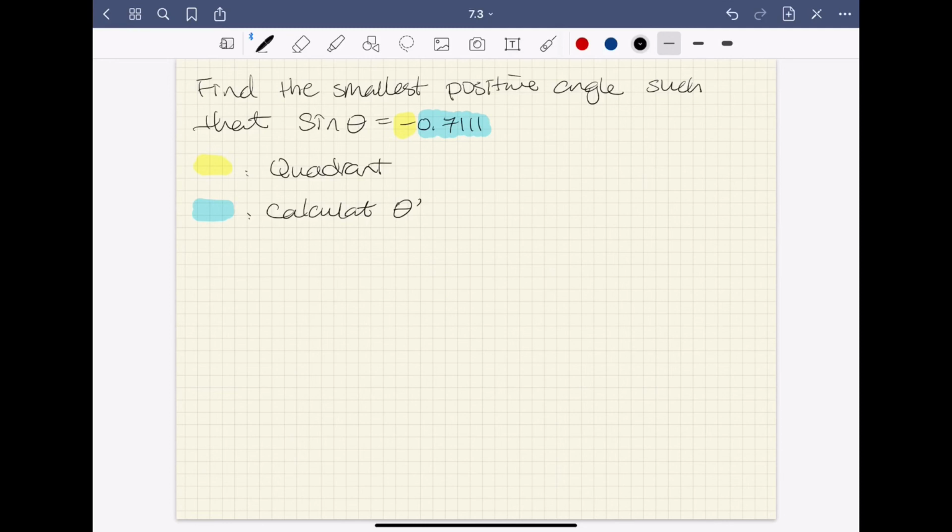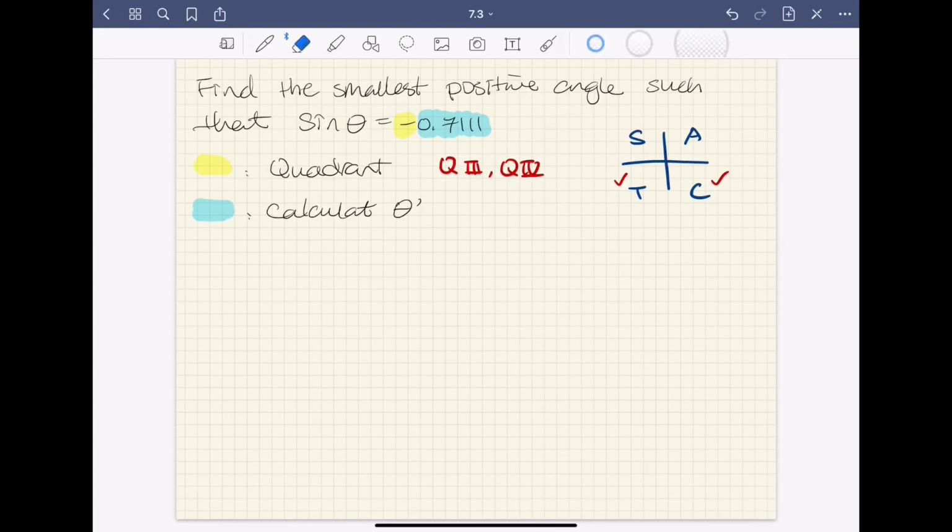Okay? So, again, ASTC. Sine theta is negative, means that the angle is in the third or the fourth quadrant. Okay, so we know that it's in quadrant 3 or quadrant 4. Okay, now let's use the blue part to calculate the reference angle.